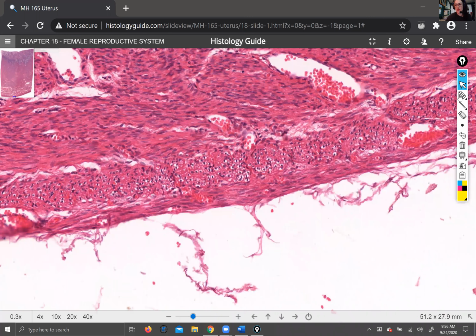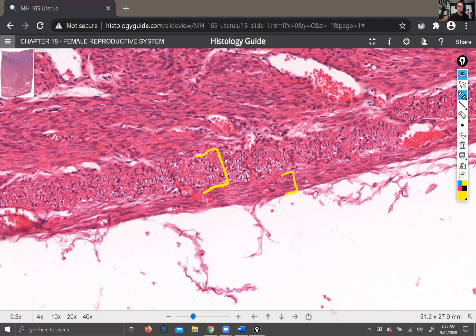So this right here is the outermost layer of smooth muscle. So this is the end of the myometrium. And then here we have some dense regular connective tissue, and that is the perimetrium. So the perimetrium is made out of dense regular connective tissue. So it is a protective layer on the outside of the uterus. I'm telling you the tissue name so you know how to recognize the perimetrium when you see it.